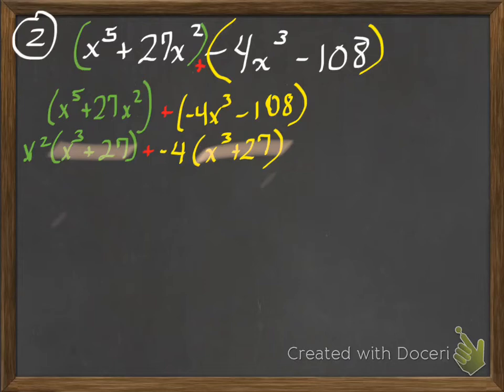So we factor out what they share, which is that parenthesis, x cubed plus 27. What's left behind is x squared minus 4. Now, we have 2 parentheses. We want to see, can I factor these again? So, let's look at the second one. Actually, let's go ahead and do the first one because it'll be easier on spacing for me.